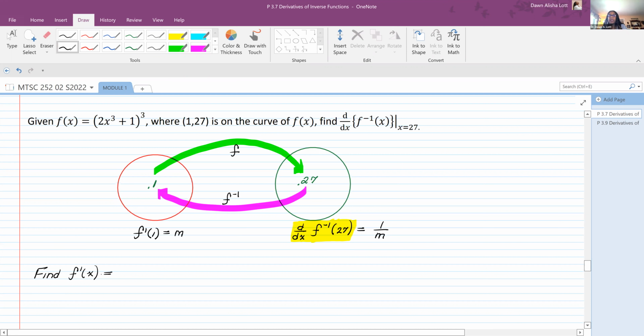All right, f prime of x does involve using the chain rule. So I would like you to exercise the chain rule and solve the derivative of f right now.